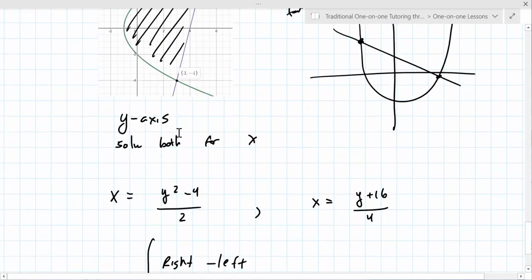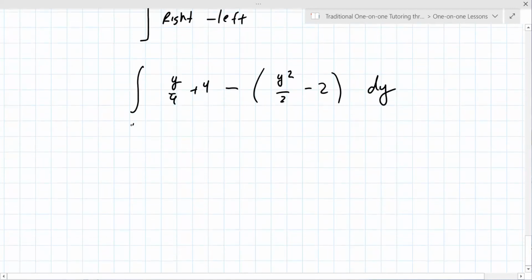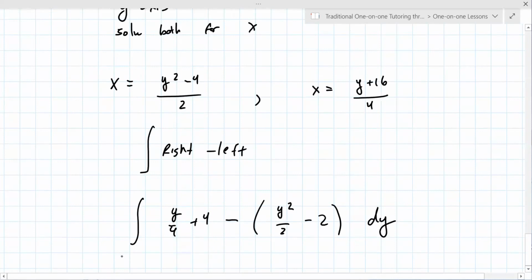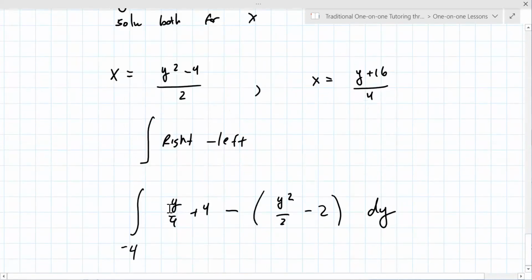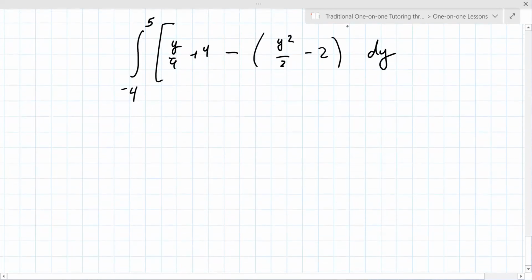I made a mistake in the last problem. That wasn't a volume problem, was it? Let me get this right here. So it's the y axis here, from minus 4 to 5. Okay, let's finish this one up, and I'll go back and deal with the last one, because I really bumbled that badly.